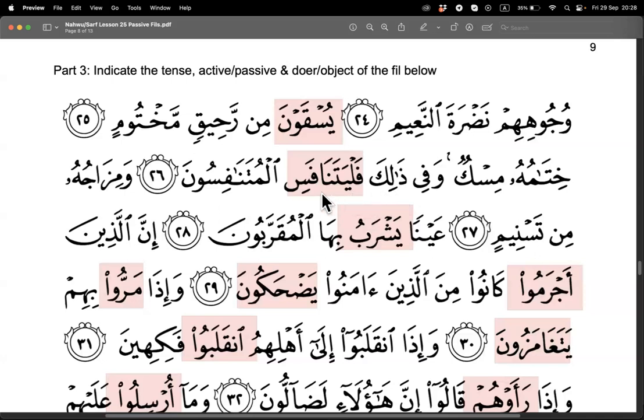And then fal yatanafas. Fal yatanafas. The fal makes the fi'il have a sukun, it makes it majzum. Yes, fal yatanafas. Am I right? Yes, good. Yes, exactly. So what is this fa here? What do we call it? Do you remember?